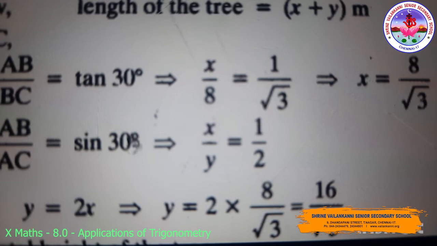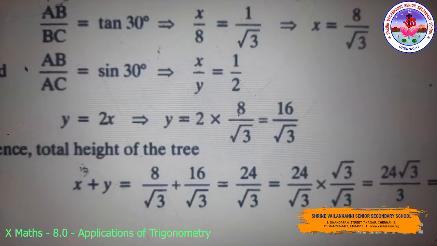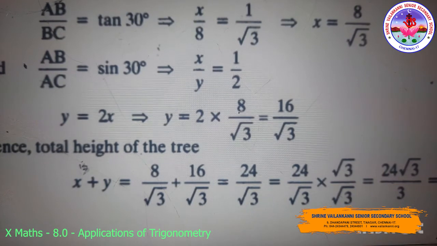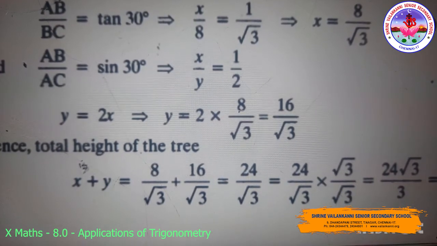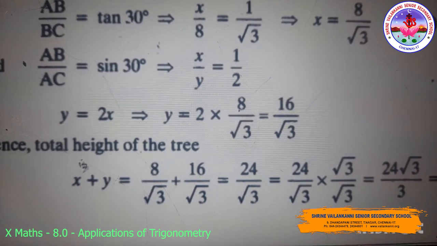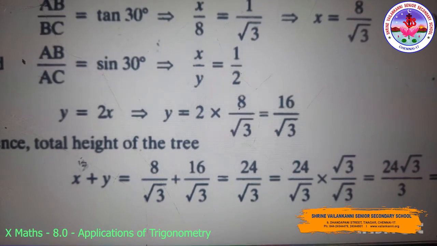Hence the total height of the tree is equal to x plus y meter, which is equal to 8 by root 3 plus 16 by root 3, which is equal to 24 by root 3. Rationalizing the denominator, we get 24 by root 3 into root 3 by root 3. So you will be getting 24 root 3 by 3. 3 will go into 24 8 times. So we will be getting 8 root 3 meters.